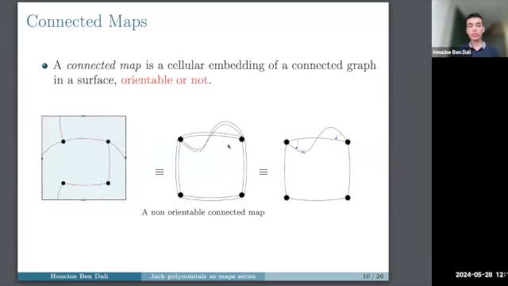And actually, we can do the same thing for non-orientable maps. Here we have an example of a map on the Klein bottle. The square represents the Klein bottle, and the graph inside the square is the map. We can represent non-orientable maps with graphs with cyclic order around vertices, except that now we allow some edges to be twisted.